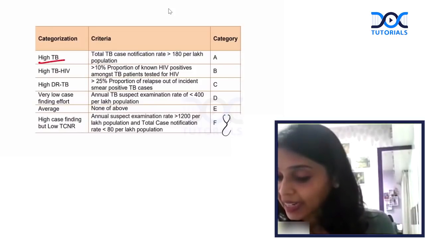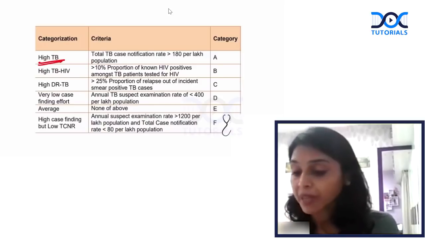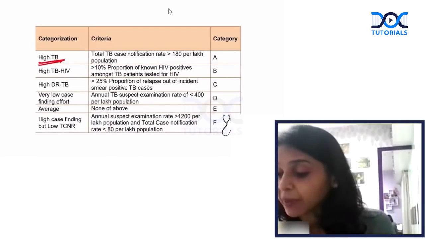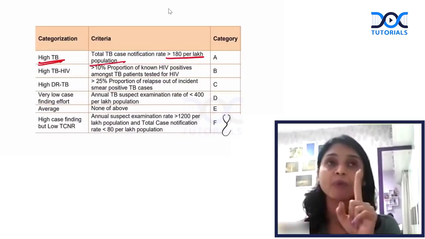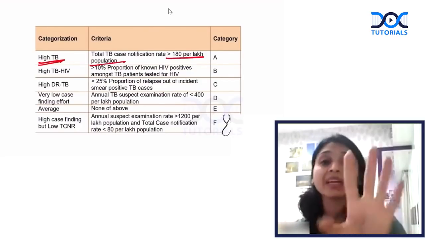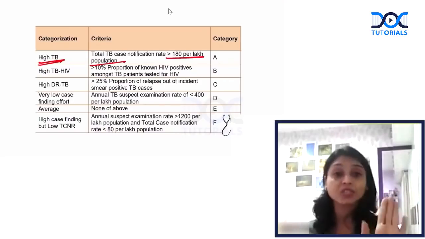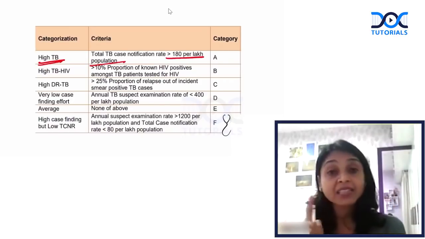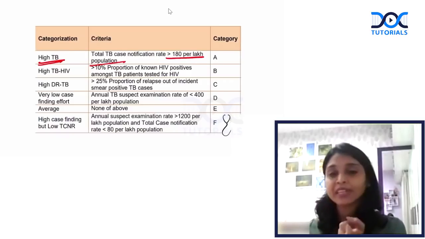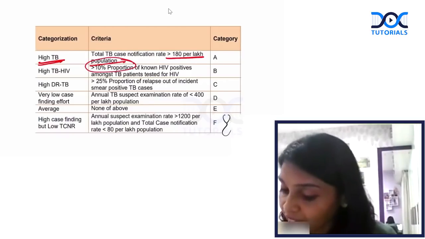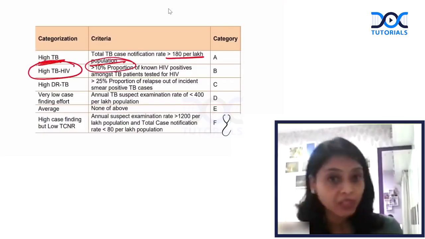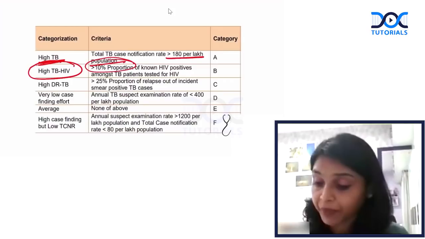High risk district for TB: this is a number. If TB notification rate is more than 180 per 1 lakh population, that means if more than 180 cases per 1 lakh population are coming, that is a high risk district for TB. High risk district for HIV TB: among TB patients, if more than 10% are having HIV, then it is a high risk TB HIV district. That was the question which came.